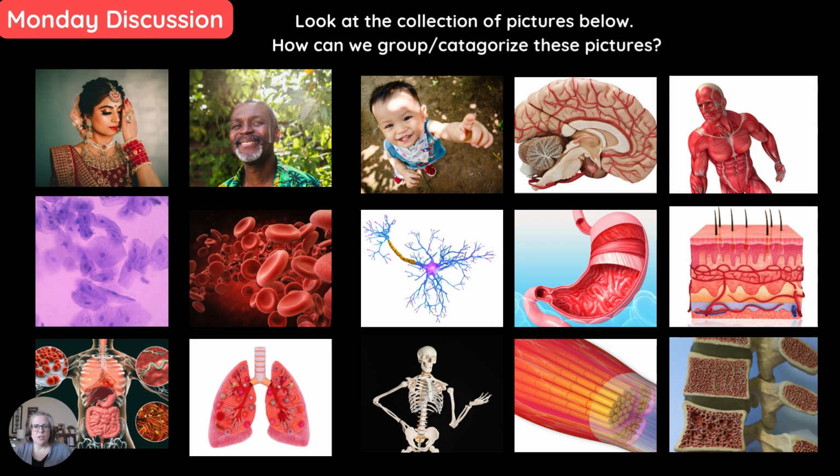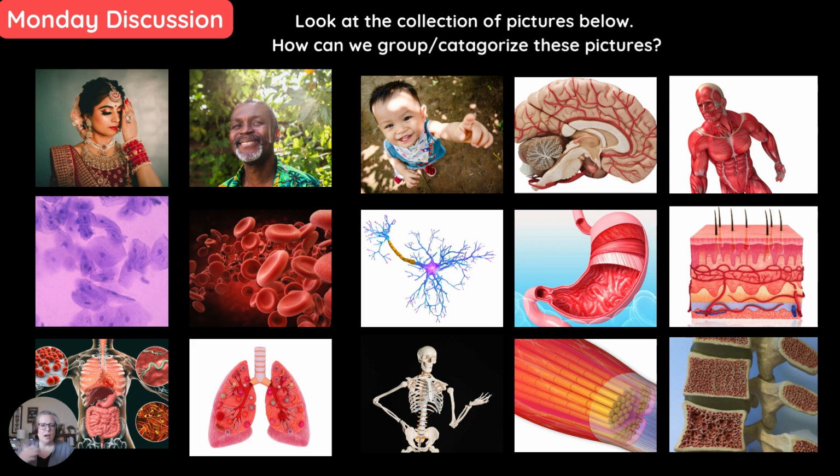What we're going to do is look at these pictures and talk about what the similarities and the differences are in these pictures. You may notice there are some cells there, right? We have some blood cells, we have some nerve cells, we have some cheek cells that have been dyed purple. We also have organs there. We have brain, we have the stomach, we have the lungs, and then we have people, whole entire people. We have a chunk of skin over here on the right.